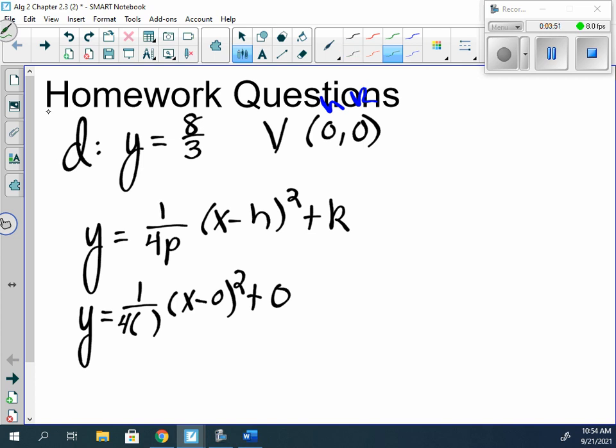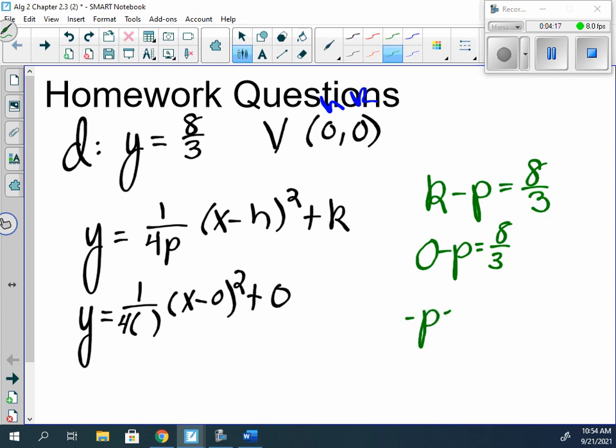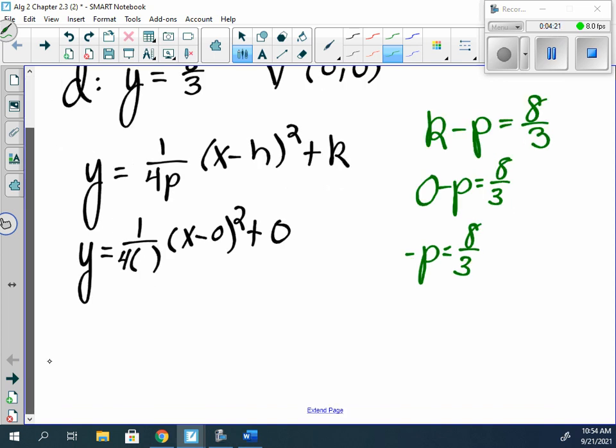Now, for our directrix, it is k minus p equals -8/3, because the directrix general equation is k minus p. Well, k in our case is 0, so we have that 0 minus p is equal to -8/3, or negative p equals -8/3. So really this is saying that p is equal to what?